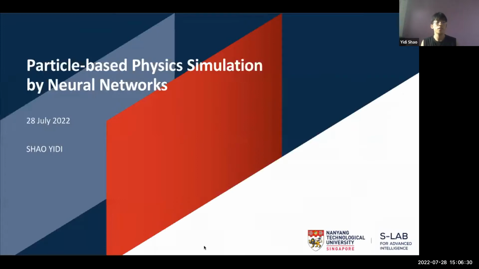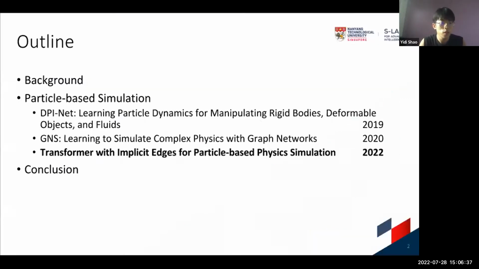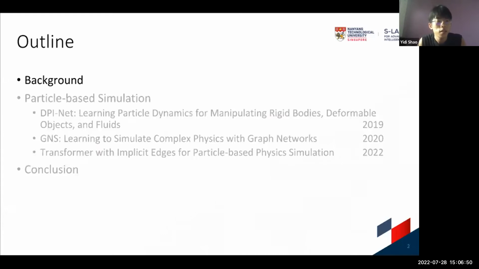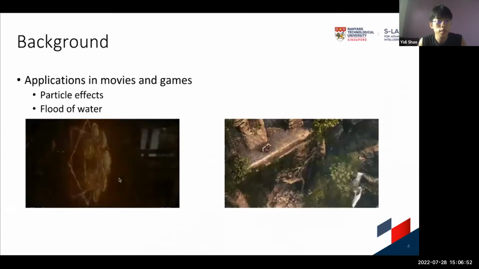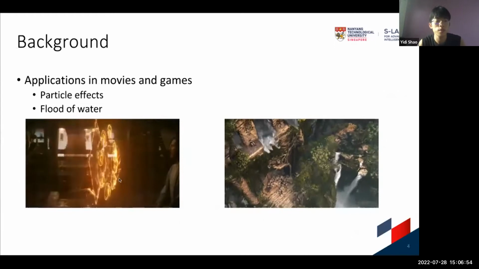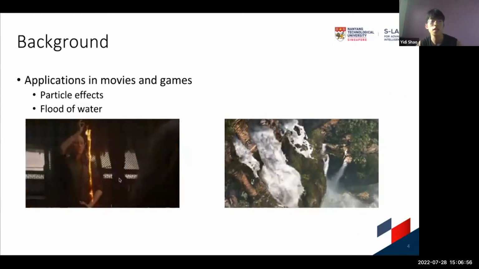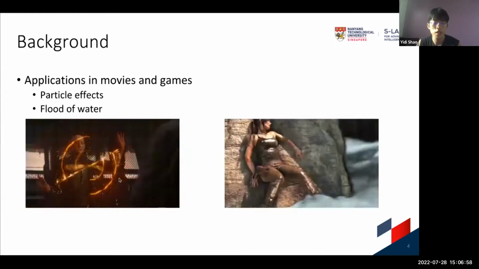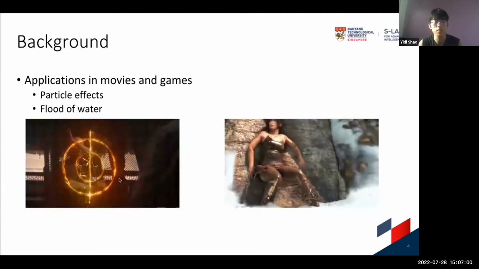So hi everyone, today I'll introduce particle-based simulation by neural network. So first I'll talk about the background, followed by two recent papers. And after that, I'll talk about my recent works about the physics simulation. So first is the background. So physics simulation is very useful in our life. So the most common applications are filmmaking and game CG.